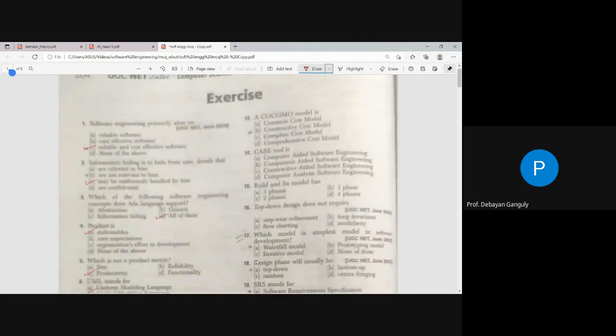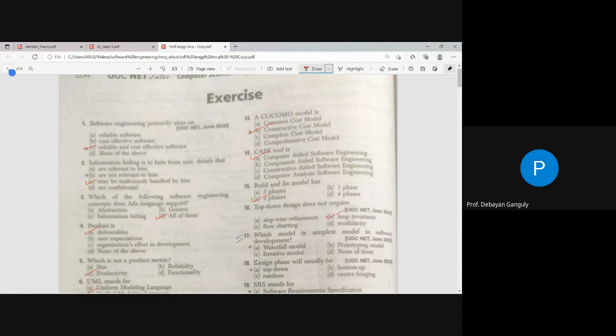We will see that later. So in 13, COCOMO, that is the Constructive Cost Model. CASE tool is computer aided software engineering. Build and fix model has two phases. Top down design does not require the loop invariance.